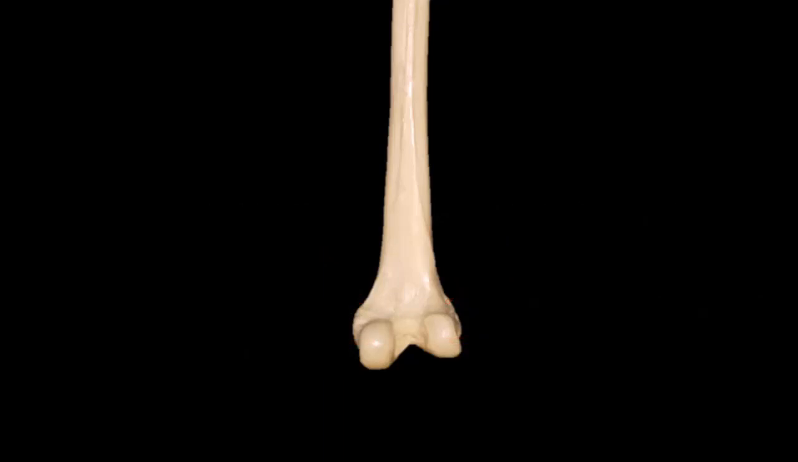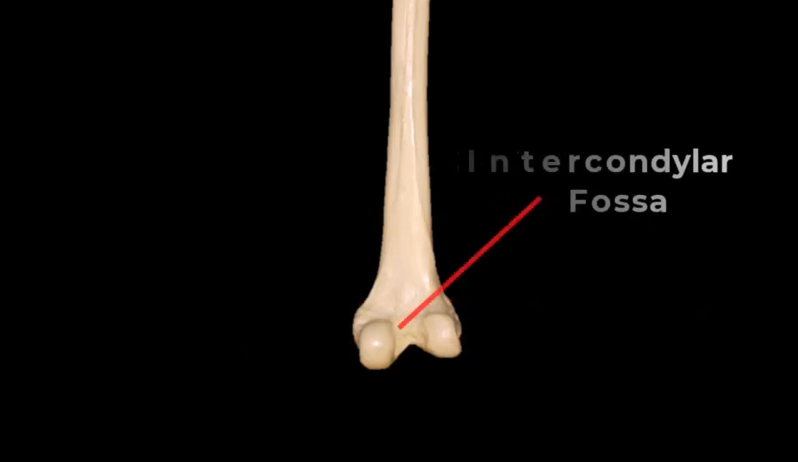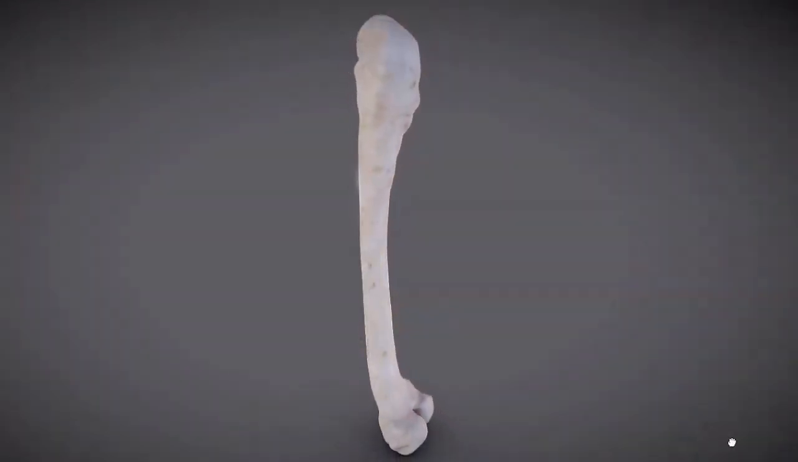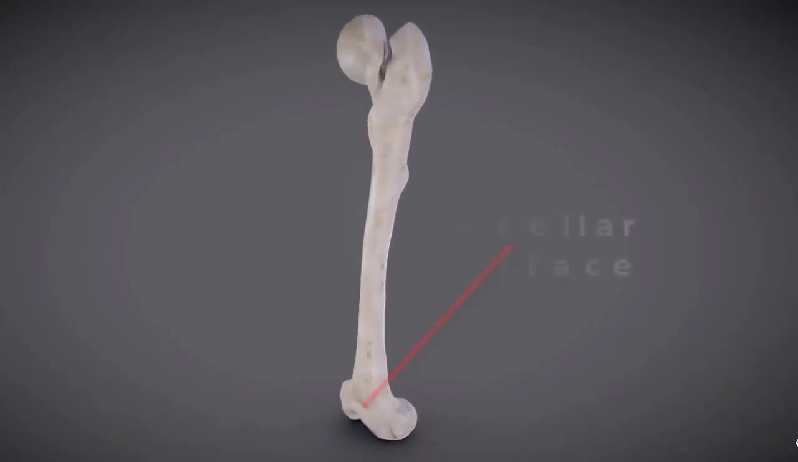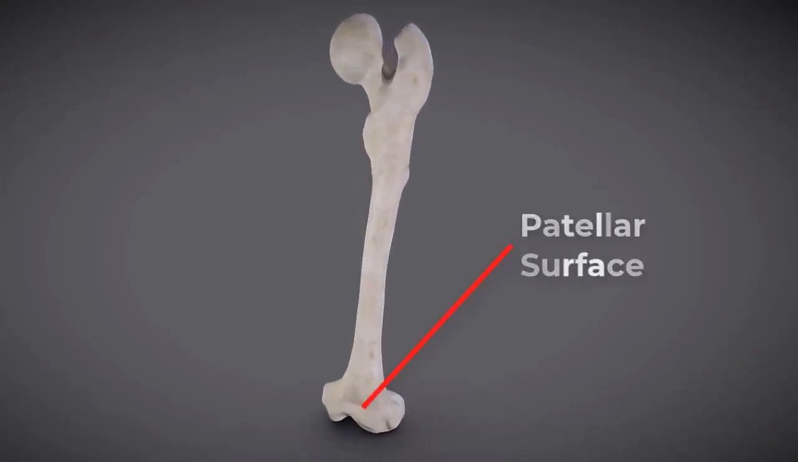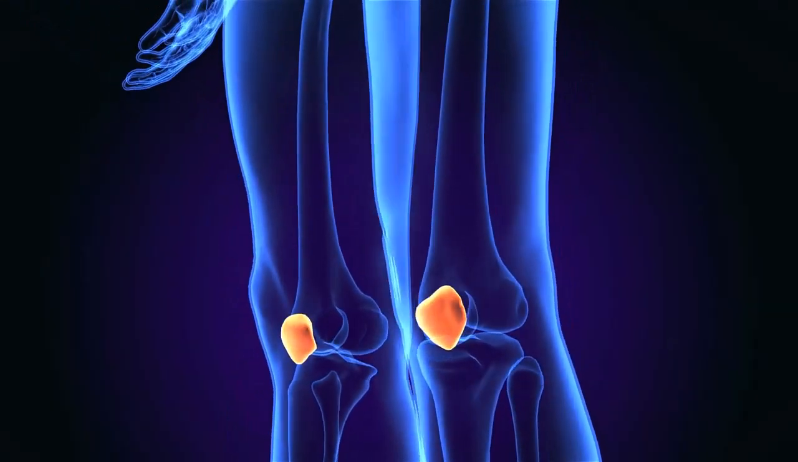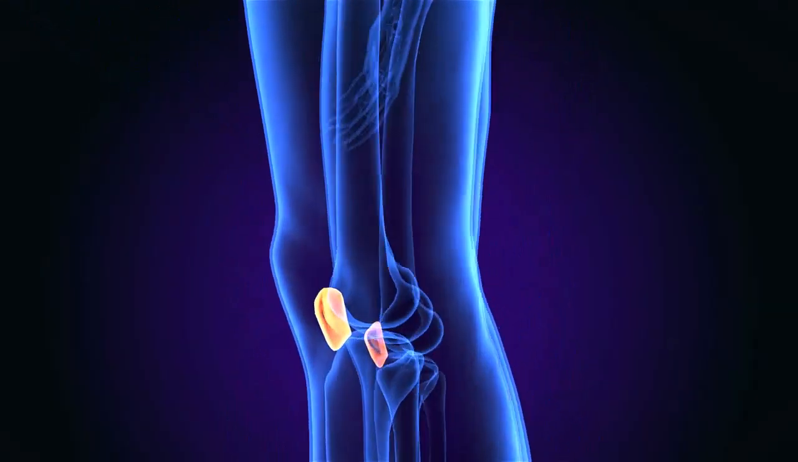Posteriorly, the medial and lateral condyles are separated by a deep depression called the intercondylar fossa. Anteriorly, the smooth surfaces of the condyles join together to form a wide groove called the patellar surface. The patellar surface provides for articulation with the patella bone.